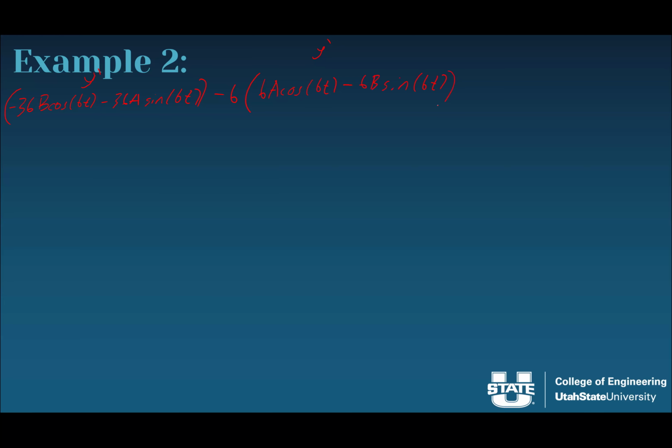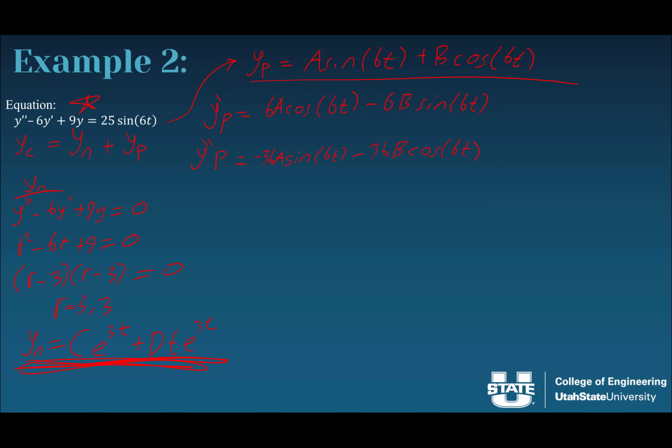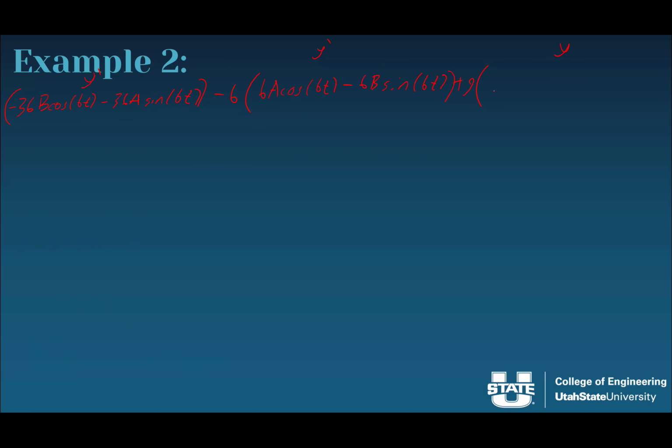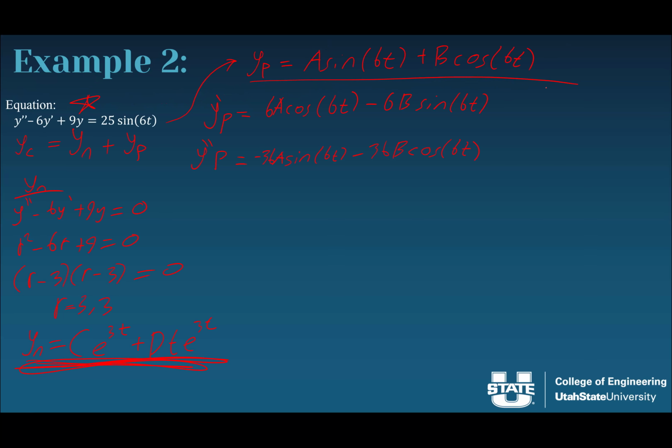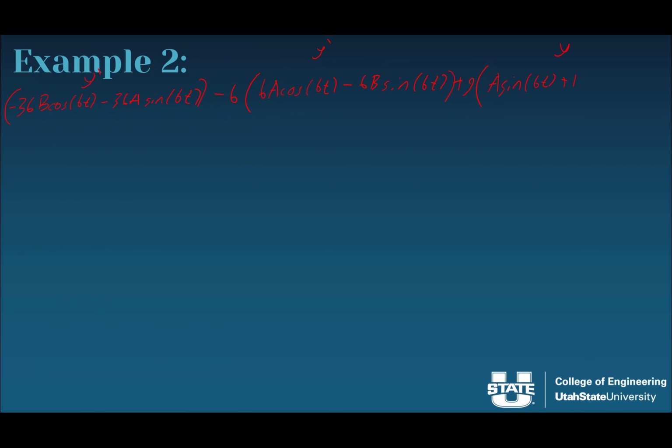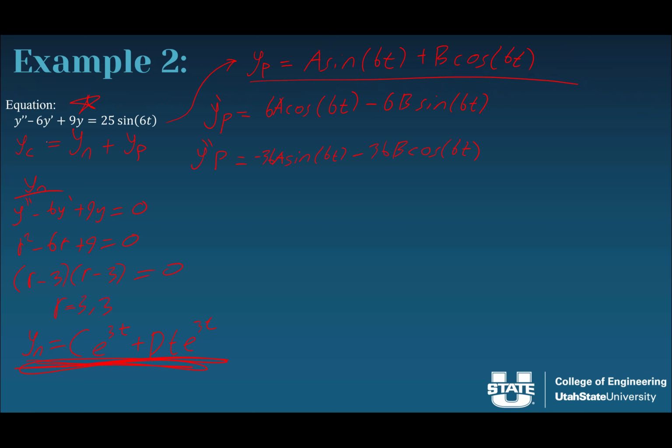Perfect. And then we're going to have our plus 9 of our y. And that is going to be, look back here, a sine of 6t plus b cosine of 6t. Okay, you see all that? And that's going to be equal to, I'm running out of room here. All that is going to be equal to our original right-hand side, which was 25 sine of 6t.